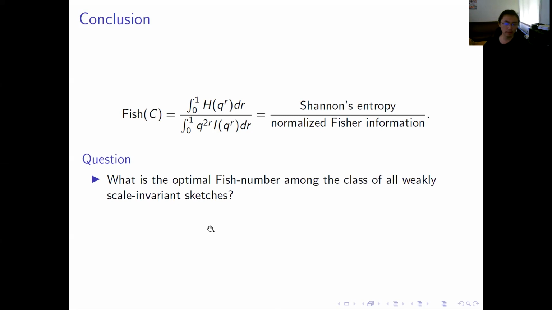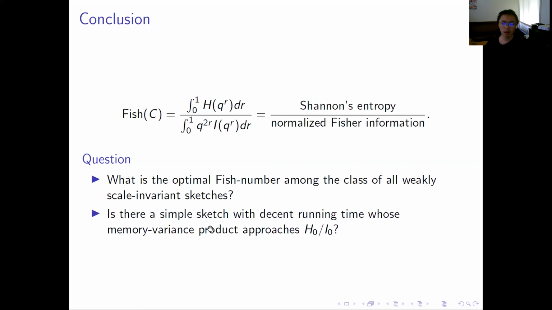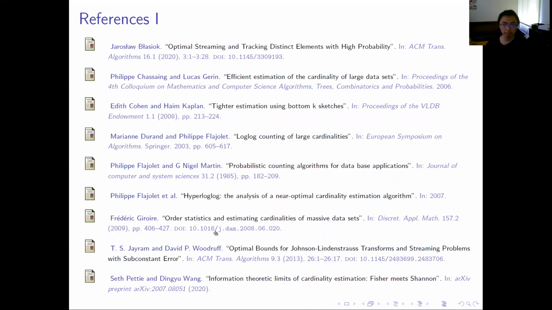Some open problems will be, naturally, first, what is the real optimal Fisher number among the class of all weakly scale invariant sketches, instead of just within the class of linearizable sketches? And the second is, like we said, we didn't care too much about runtime before, but if we do care about runtime, can we design some simple sketches where you just perform a very specific way to compress and to estimate whose memory variance product approaches H0 over I0? That's it. This is the reference.